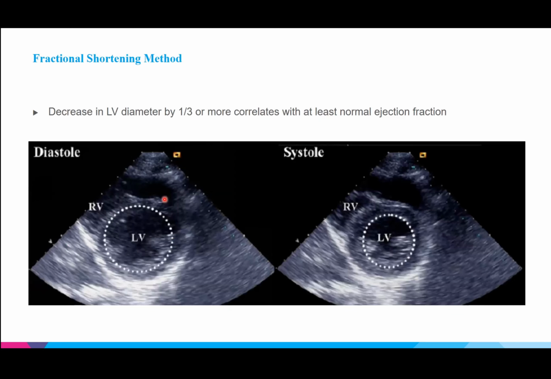So this is just an example of the LV at end diastole and the LV during contraction. They created a nice circle shape here at its widest point, and this is at the end of contraction. And really for LV function to be normal, you want the diameter of this circle to decrease by at least a third.